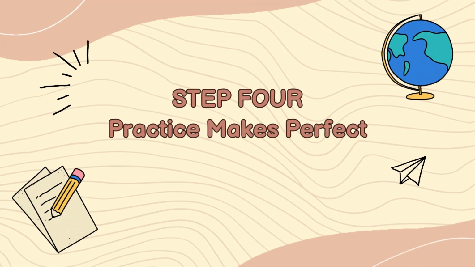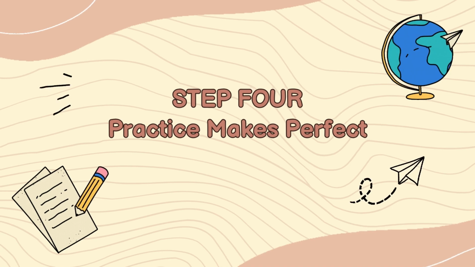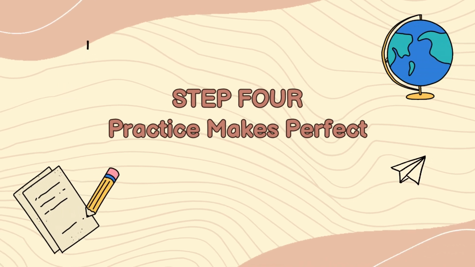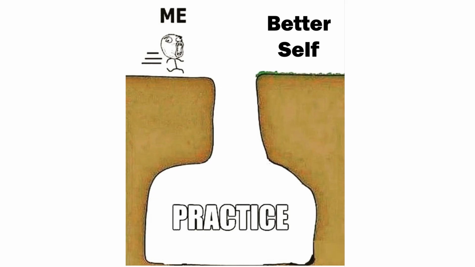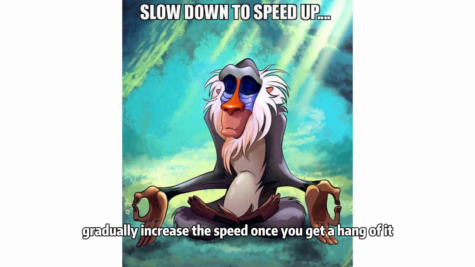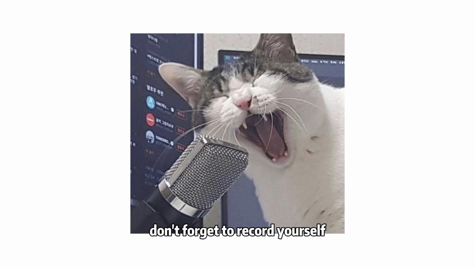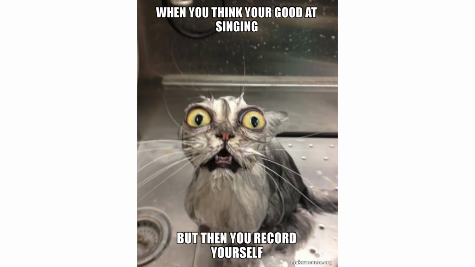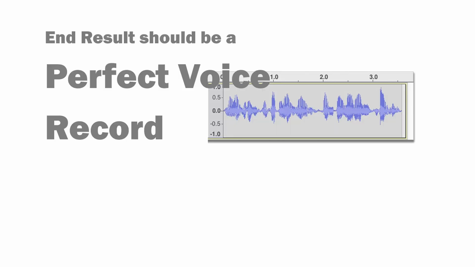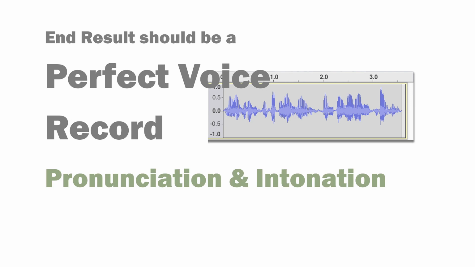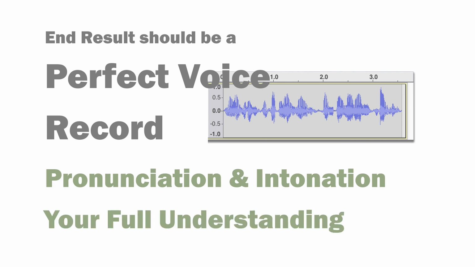Step number 4. Practice makes perfect. Once you understand the true sound of any clip, practice each sentence slowly and repeatedly, and gradually increase the speed once you get a hang of it. And don't forget to record yourself. You don't know where to improve unless you hear it from the third-person perspective. Finally, end result should be a well-done shadowing voice record that has almost perfect pronunciation and intonation with your full understanding of the topic.